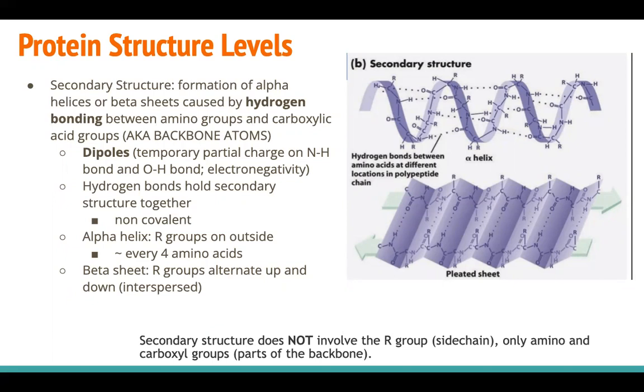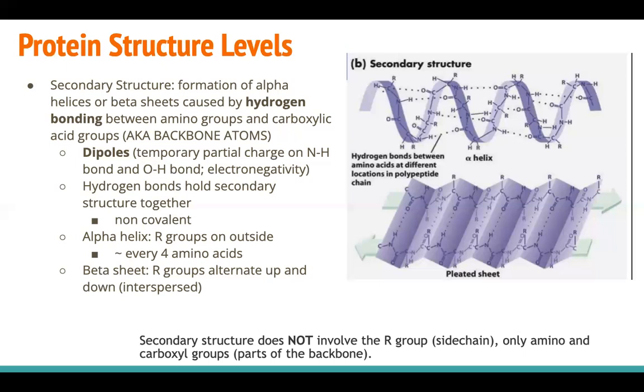The way that they're formed is by hydrogen bonding with the backbone atoms. So again, to emphasize, the R groups are not being used at all to form secondary structure. It's all the backbone. So it's all the amino groups and the carboxyl groups interacting with each other that are forming these helical structures and sheet structures.